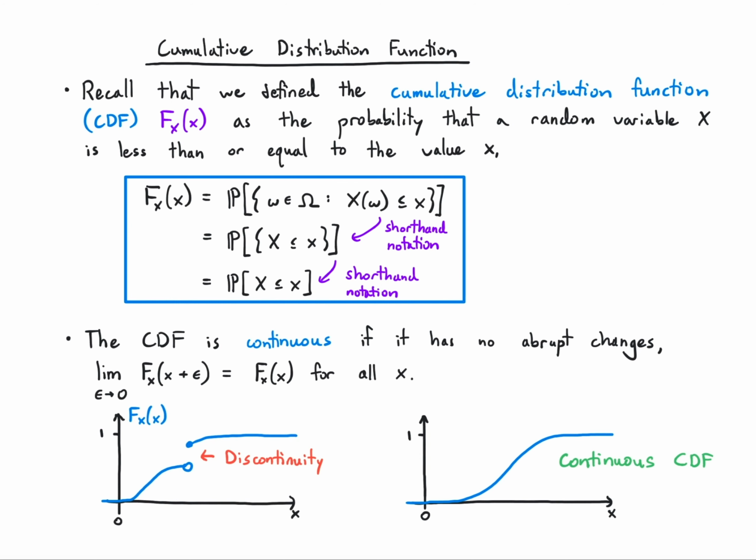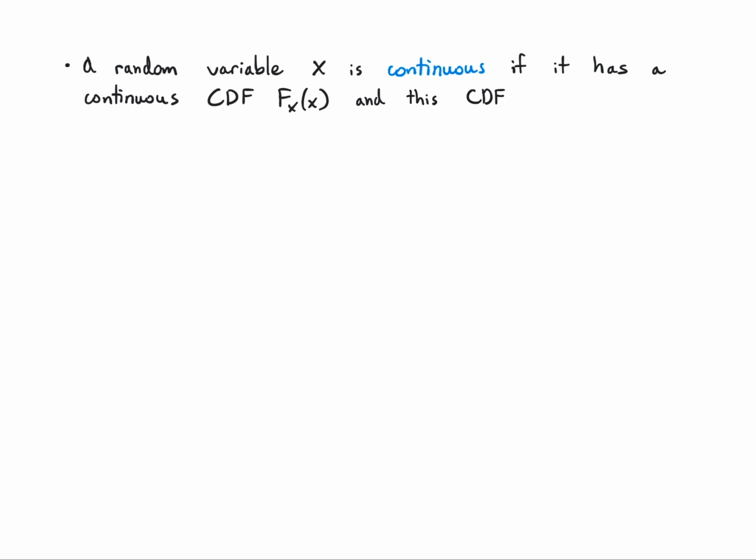Okay, so a random variable is going to be called continuous if it has a continuous CDF, like we just saw, and we need one more thing. This CDF is differentiable almost everywhere. Okay, so let me unpack that.